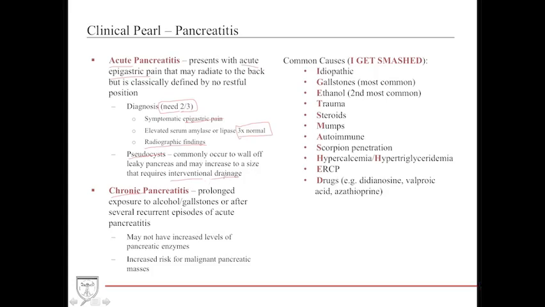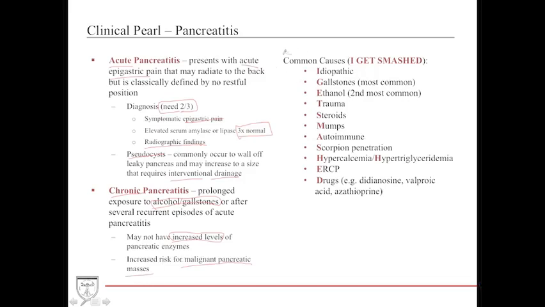People that have multiple bouts of acute pancreatitis, several recurrent episodes, or significant exposure to alcohol or gallstones may get what we call chronic pancreatitis. In these instances, the actual pancreatic enzyme levels may not even be increased, but all this attack on the pancreas is going to cause it to get more and more tired, more and more affected, and potentially even lead to increased risk of malignant proliferation of pancreatic masses.